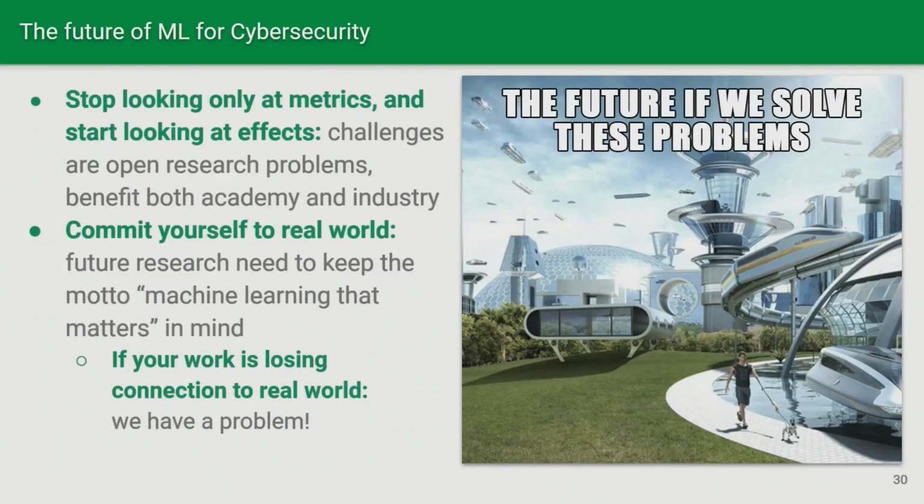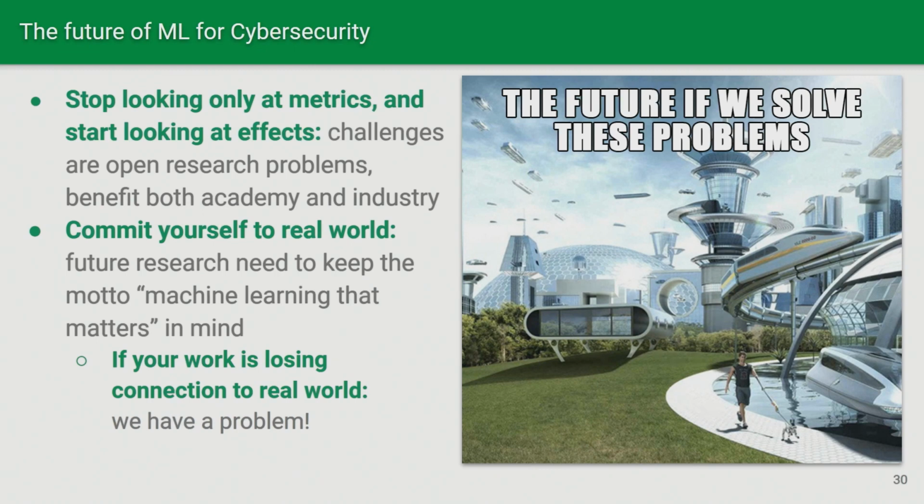So now, concluding the talk, the future of machine learning for security is promising. Machine learning has become so popular that it's hard to imagine a future without it. However, there is still a lot of room for improvement, such as the following recommendations. We should stop looking only at metrics and start looking at the facts. Many of the challenges presented in this work remain as open research problems, which would benefit both academia and industry if properly solved. In addition, their mitigation would foster the use of machine learning for cybersecurity problems and improve the cybersecurity field in the same way machine learning improved and advanced other research fields.